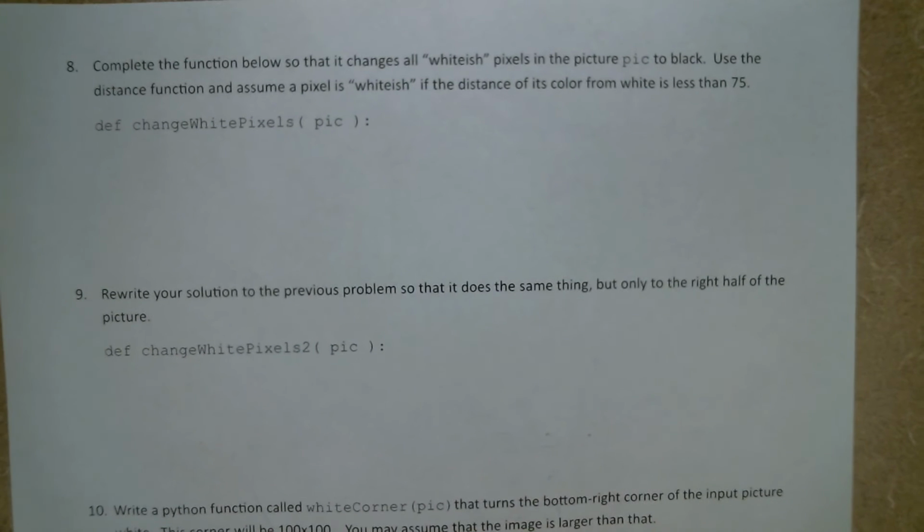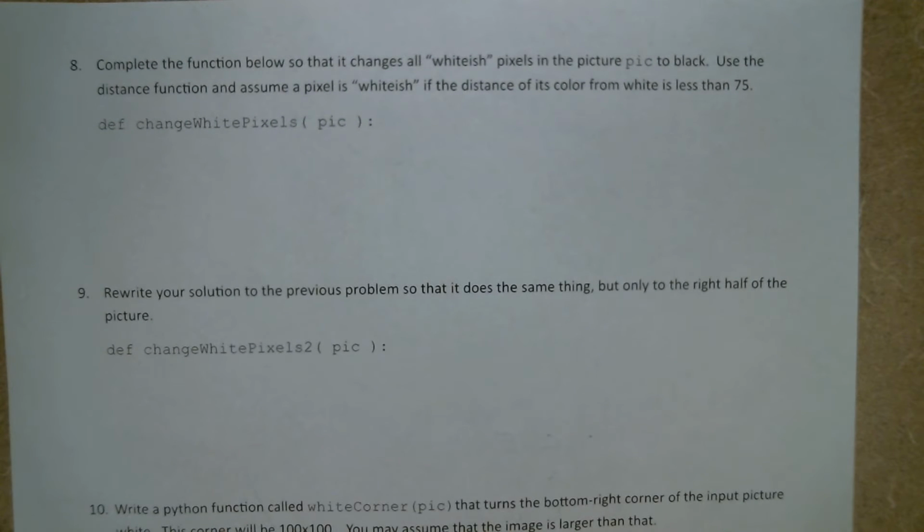All right. Number 8. Complete the function below so that it changes all whitish pixels in the picture to black. Use the distance function and assume a pixel is whitish if the distance of its color from white is less than 75. All right, so you use this, I think it was in lab 4, was all about the distance function and using that to kind of detect different colors and how far things were.